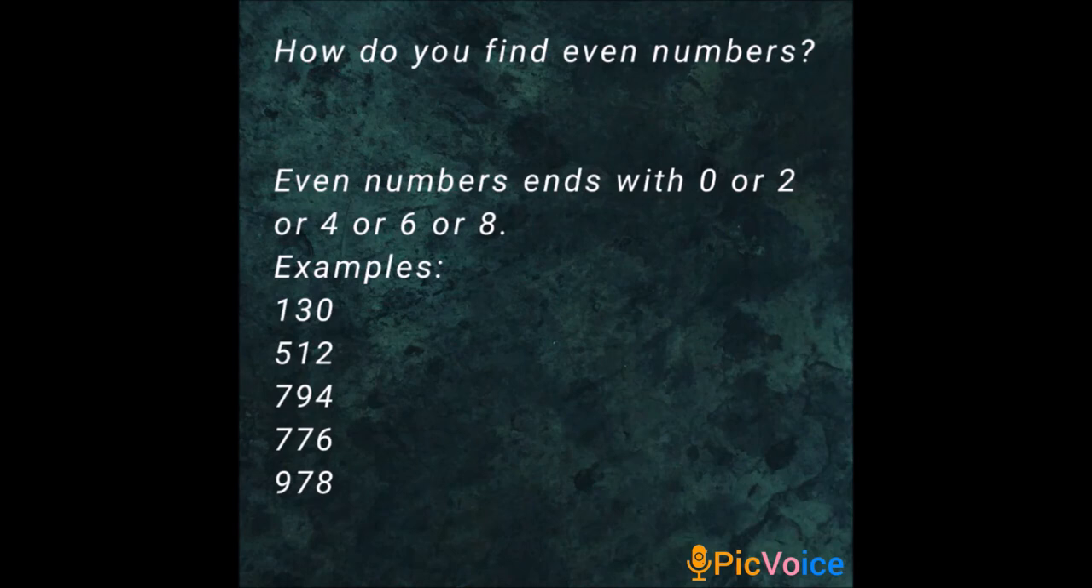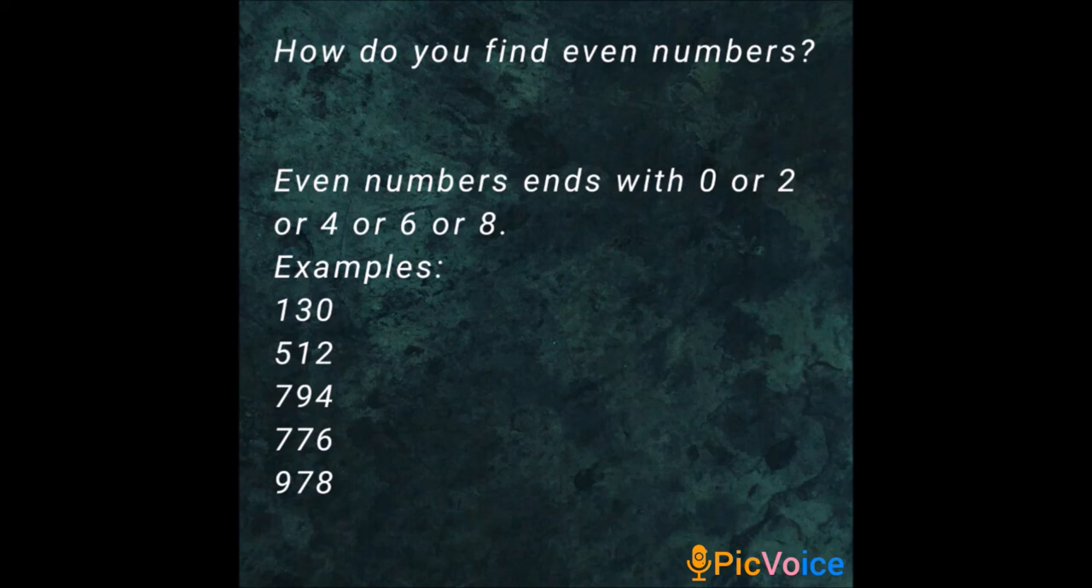How do you find whether the given number is an even number? See here. Even numbers end with 0 or 2 or 4 or 6 or 8. It means if the digit in the units place of a number is either 0 or 2 or 4 or 6 or 8, we can say that number is an even number. Here you have some examples. See these numbers. 130. What is the digit in the units place? 0. So 130 is an even number. So it is divisible by 2.